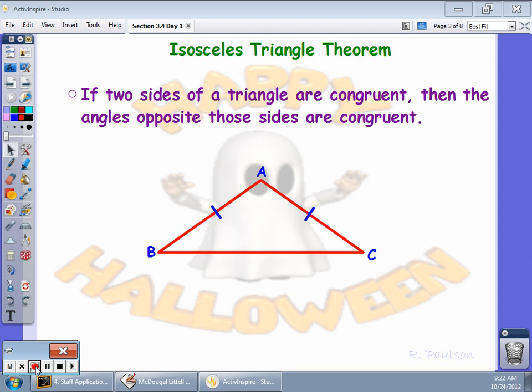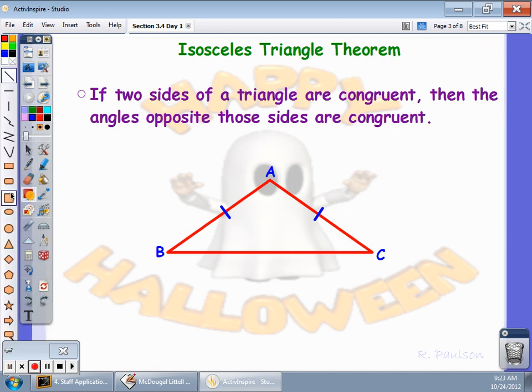Let's take a look at the isosceles triangle theorem, which states if two sides of a triangle are congruent, then the angles opposite those sides are congruent as well. Let's go ahead and prove this. What we're going to do first is bisect angle A. Remember that a bisector cuts the angle into two congruent parts.